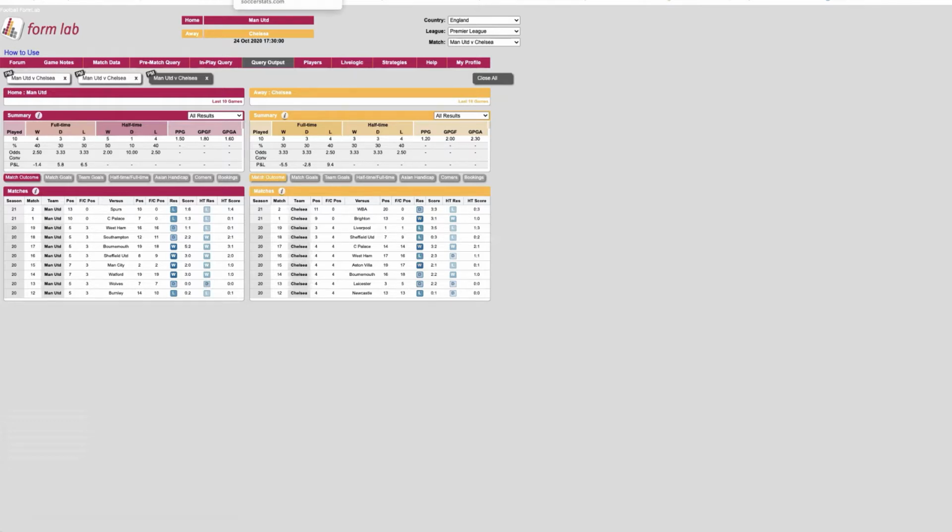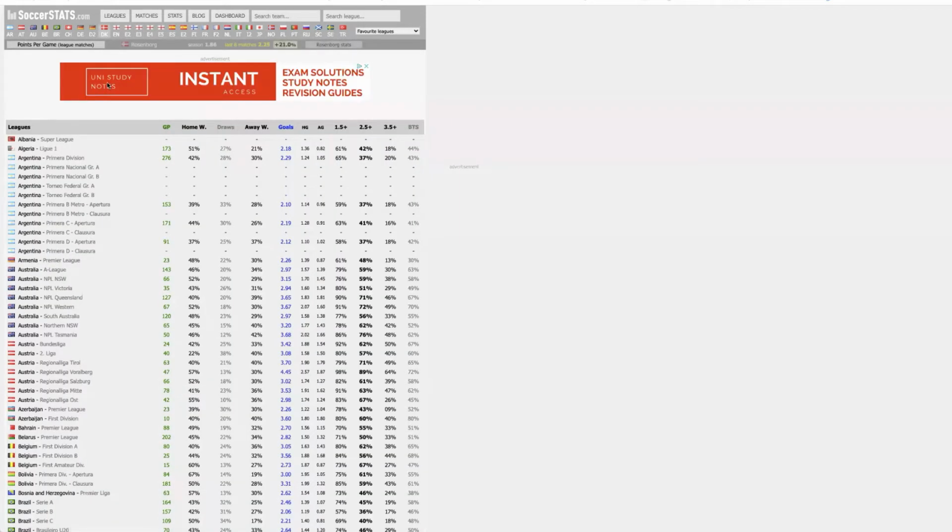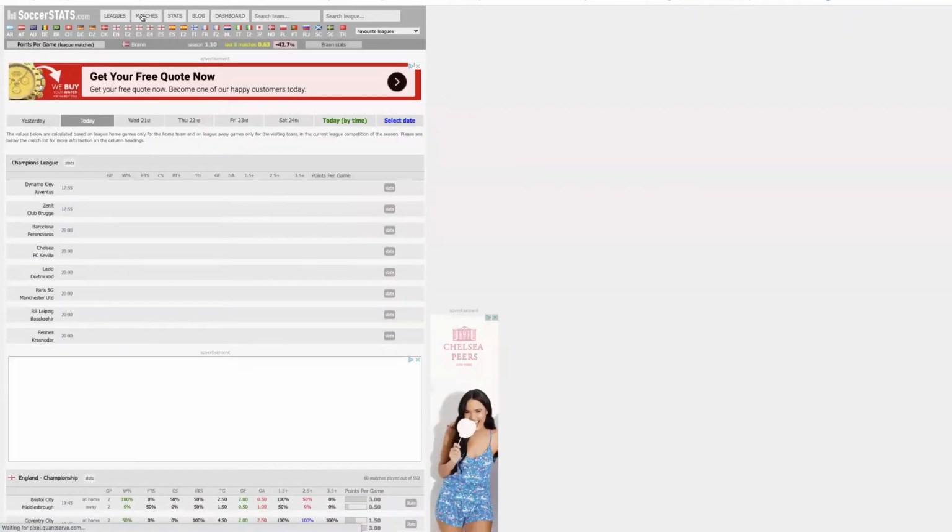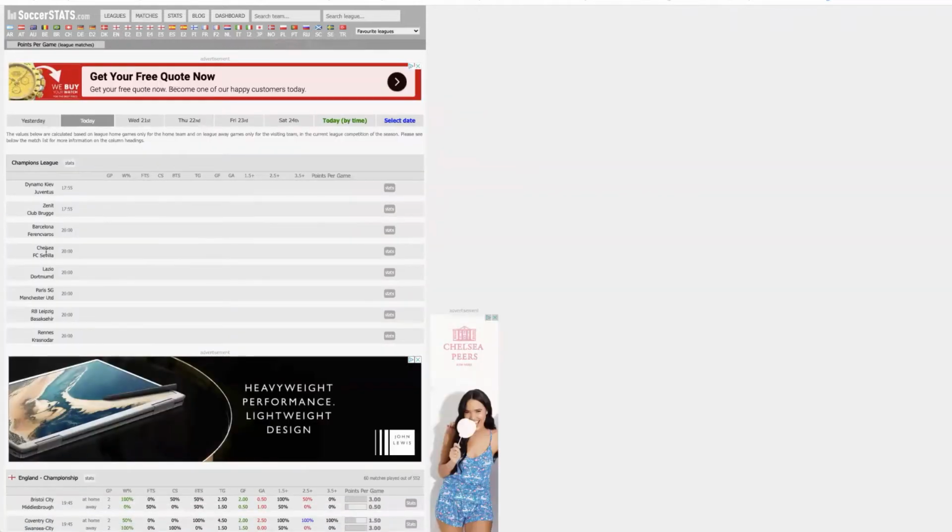Another good site is looking at the Soccer Stats, which is a free website, and you've got all the different leagues there that you can go through. You can go and look at matches. They've got some stats here for the game where you can sort of line them up, but for the Champions League this season, there's nothing there. So there's nothing that we can really go off.